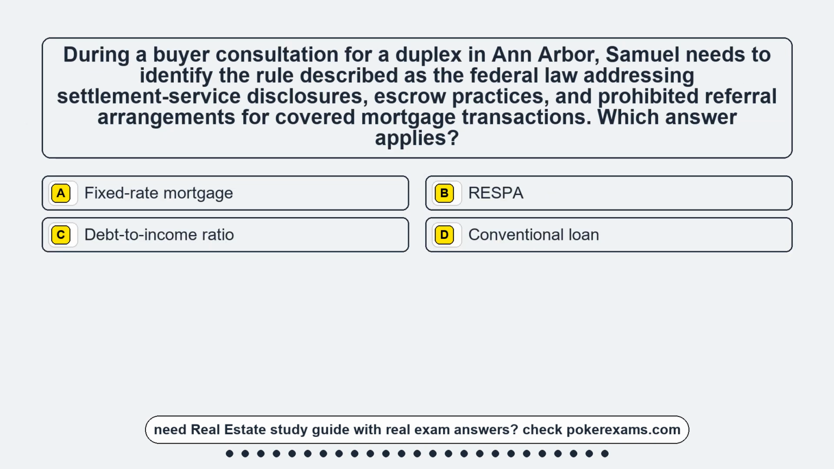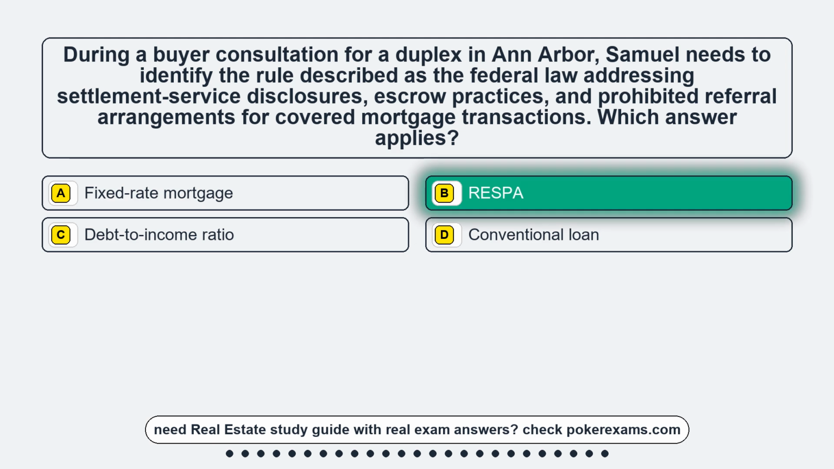Question 22. During a buyer consultation for a duplex in Ann Arbor, Samuel needs to identify the rule described as the federal law addressing settlement-service disclosures, escrow practices, and prohibited referral arrangements for covered mortgage transactions. Which answer applies? Option A, fixed-rate mortgage. Option B, RESPA. Option C, debt to income ratio. Option D, a conventional loan. The correct answer is option B, RESPA.